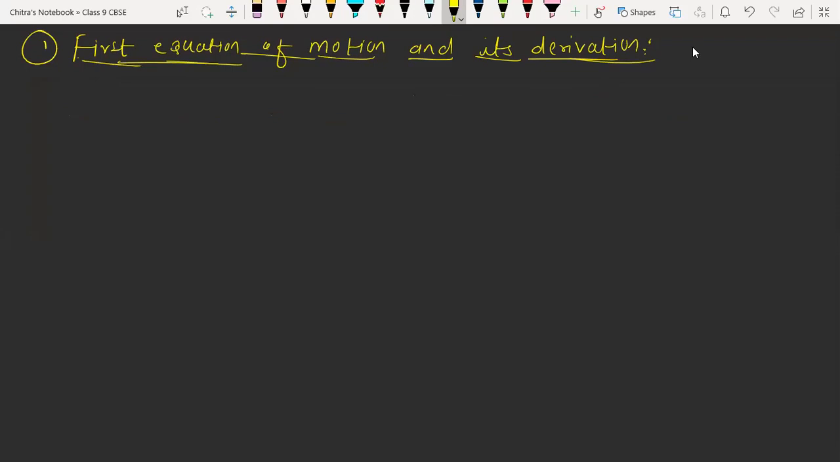Now we are going to start the derivation for the first equation of motion. And we know our equation is v equals u plus at. We will derive that equation by the graphical method. So first I have to draw the graph for that.